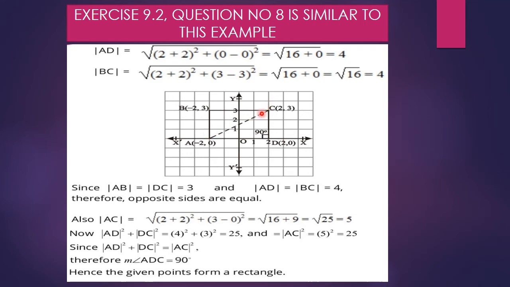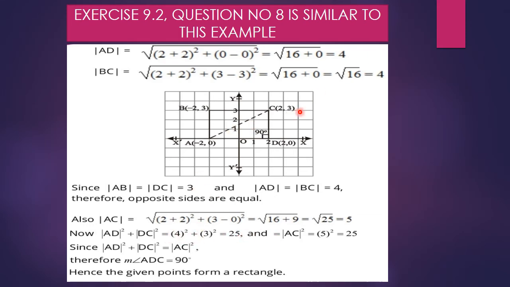Again, we will consider the diagonal AC, and now the triangle is ADC. So we can check whether the vertex D is of 90 degree or not by using Pythagoras theorem. Yes. So first of all, we will find out the value of this hypotenuse AC, which is found to be 5. Now AD square, which is 4 square, plus DC square, which is 3 square. 4 square plus 3 square is equal to 25.